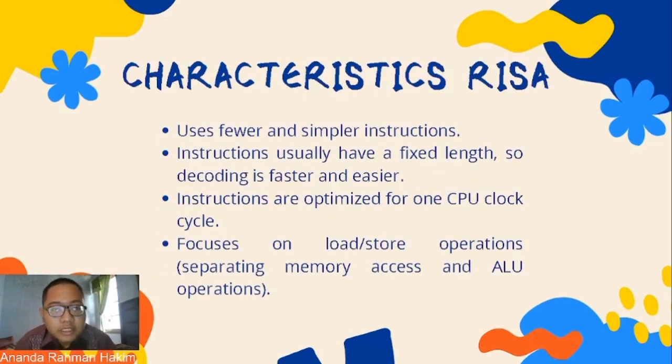The next is the characteristics of RISC. The first is to use fewer and simpler instructions, and instructions usually have a fixed length, so decoding is faster and easier. And then instructions are optimized for one CPU clock cycle. And the last is focus on load or store operations, separating memory access and ALU operations.